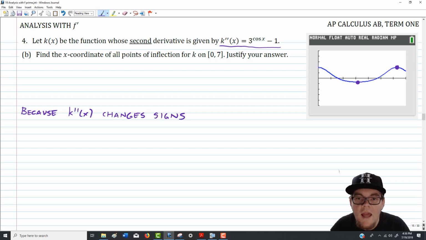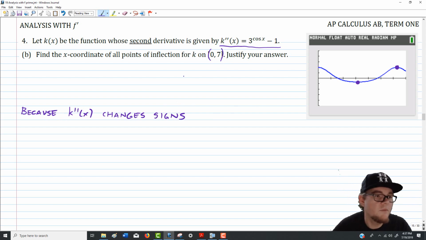So looking at our picture, I see one potential spot right there, and I definitely see one up there. And I could see an argument made for 0 to be included, but for our sake, we're not going to worry too much about that one. So we're going to look at the two obvious ones in here. In fact, I should just change this question to open interval. So maybe I'll do that. So we're looking for where k double prime changes signs. We found that that's at the relative minimum and the relative maximum.